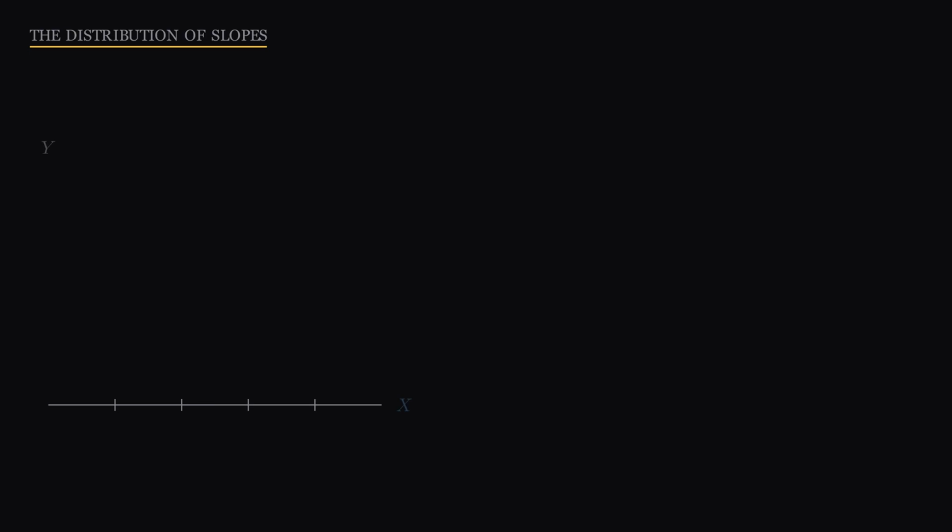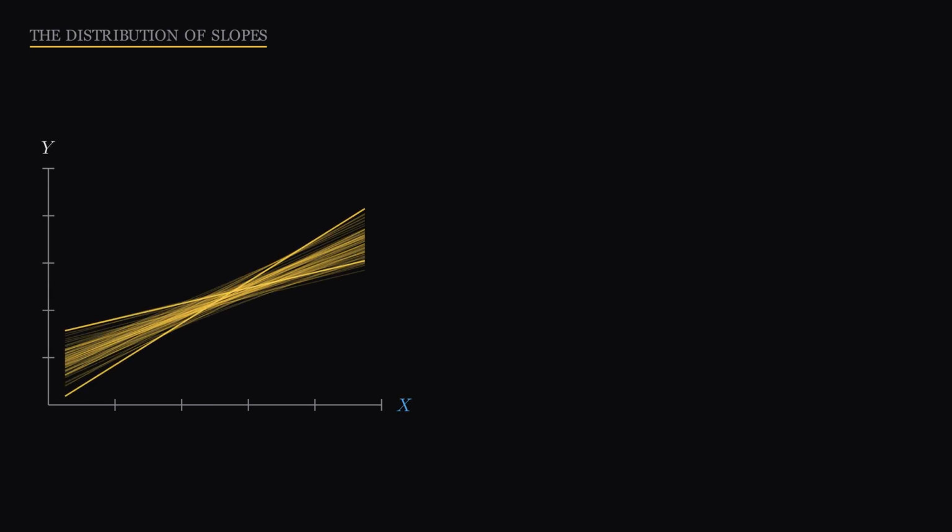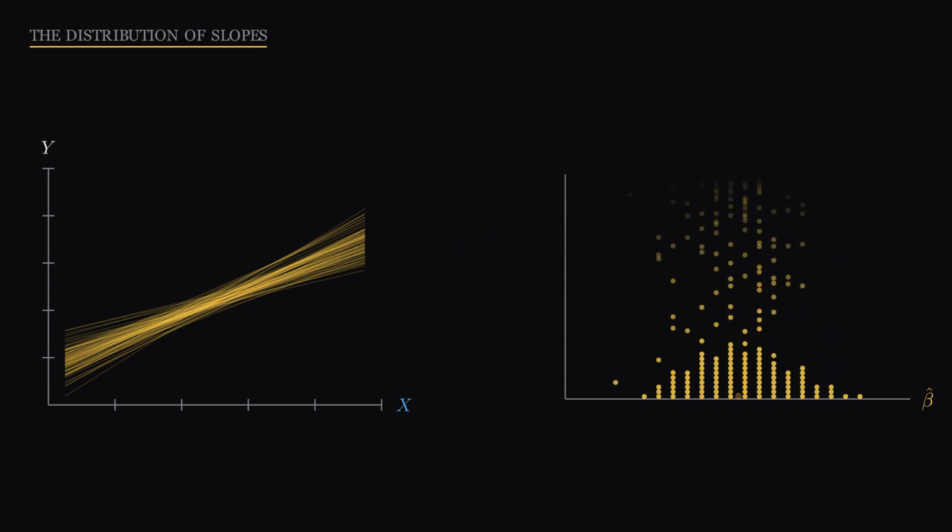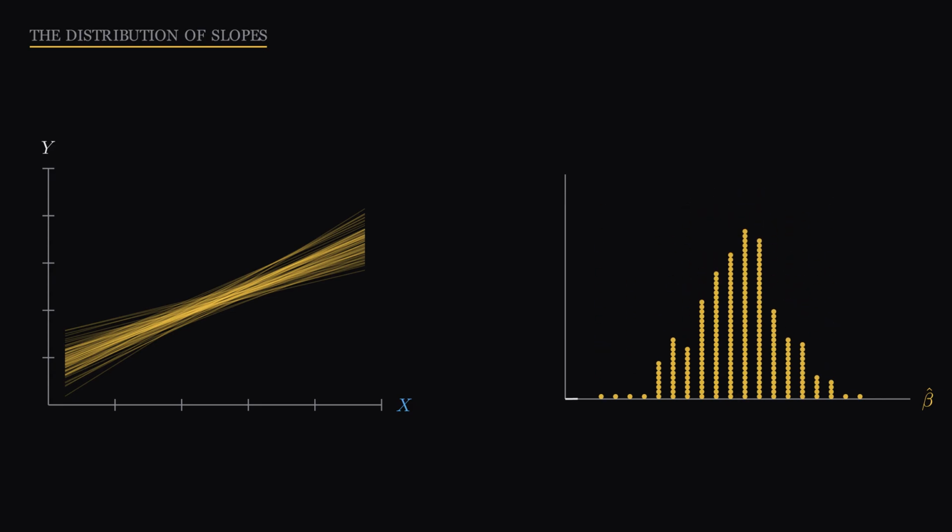Imagine 1,000 samples, 1,000 best fit lines, all drawn on top of one another. They cluster. Most of them tilt at roughly the same angle, a few leaning more or less steeply. Now take just the slopes, 1,000 values of beta hat, and stack them up into a histogram. That shape is the sampling distribution of beta hat. It's the answer to the specific question, what range of estimates could this study have produced?